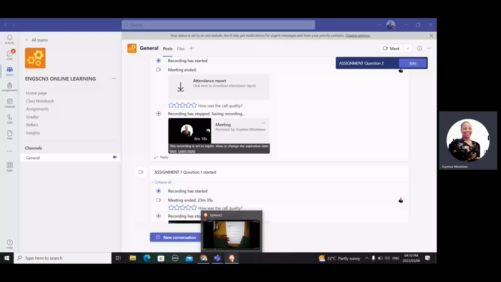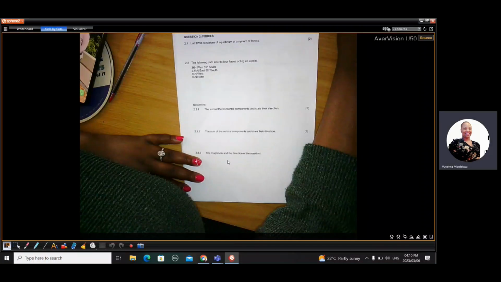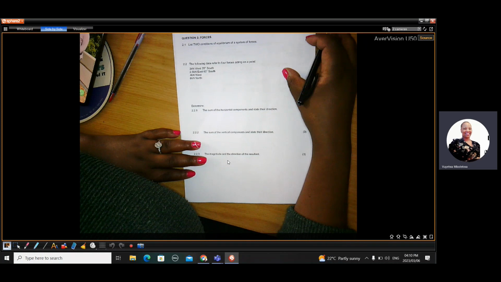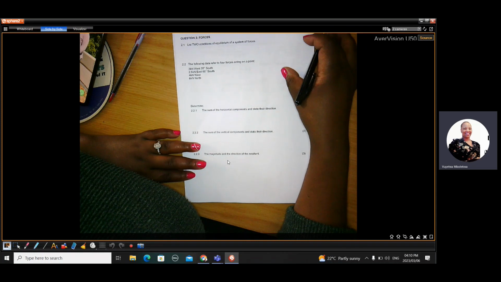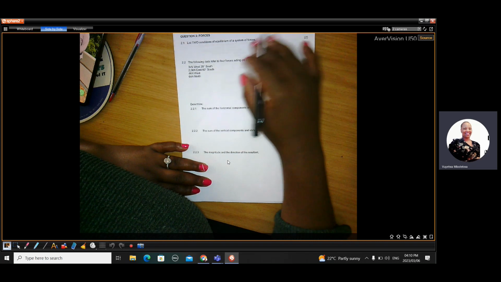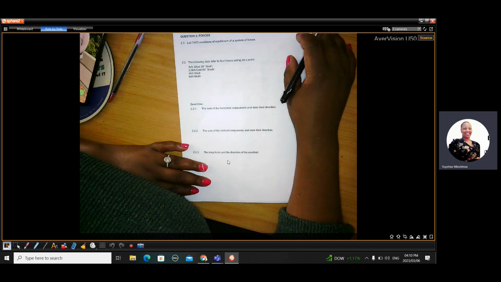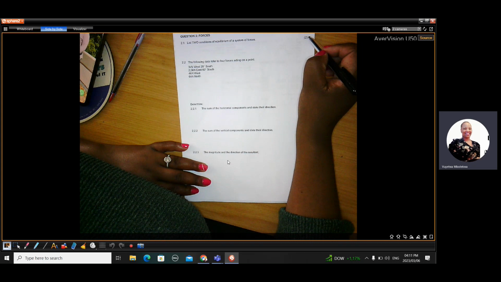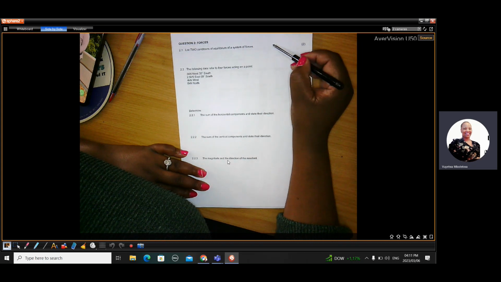Okay, let's look at question 2. Question 2 says list 2 conditions of equilibrium on a system of forces. Now, there's quite a number of the conditions of equilibrium. The law of moments is only true when the system is in equilibrium. So you can say sum of the clockwise moments will be equal to sum of the anti-clockwise moments.